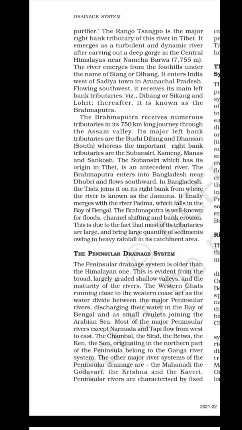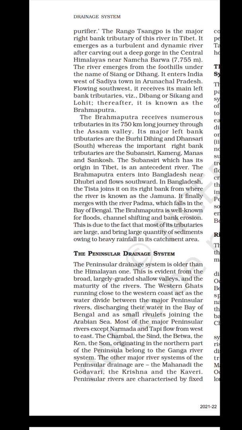The Brahmaputra receives numerous tributaries in its 750 kilometers long journey through the Assam Valley. Its major left bank tributaries are the Burhi Dihing and Dhansiri South, whereas the important right bank tributaries are the Subansiri, Kameng, Manas, and Sankosh. The Subansiri, which has its origin in Tibet, is an antecedent river. The Brahmaputra enters Bangladesh near Dhubri and flows southward.